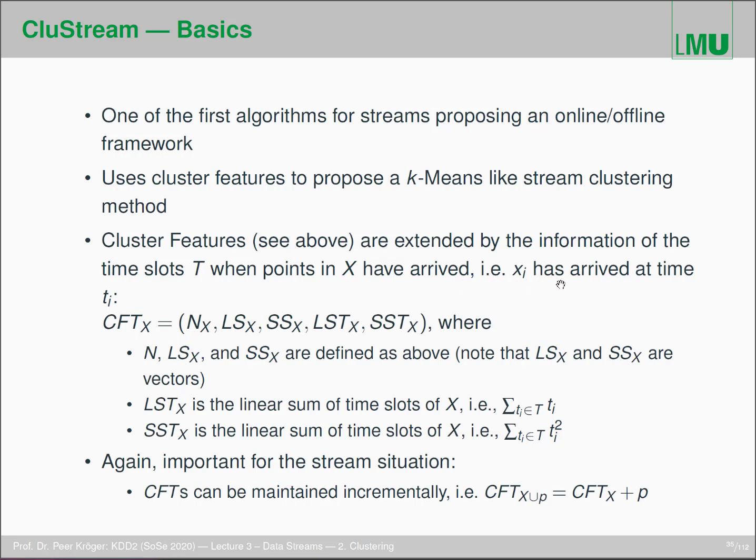So if a point in X has arrived at t_i, we simply store, in addition to the traditional cluster features, which are those three here, the number of points in X, the linear sum of the points in X, and the squared sum of the points in X, also these two things here: LST_X is the linear sum of the time slots of X. So all the time slots of the points are summarized in LST_X, and SST_X is then the squared sum of the time slots in X. So all the time slots when the points in X have arrived are summed up linearly within LST_X and squared within SST_X.